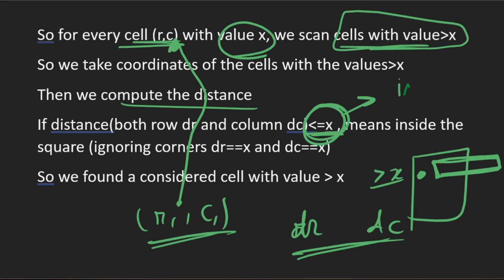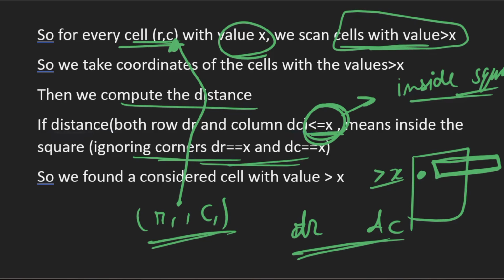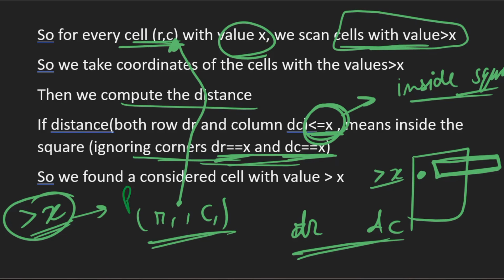this coordinate is present inside the square, right? But we also check whether it is at a corner, that means its row distance is equal to x and its column distance is equal to x, and then we ignore that. But if it is not a corner, that means we have found a cell whose value is greater than x, and it is present in the square.